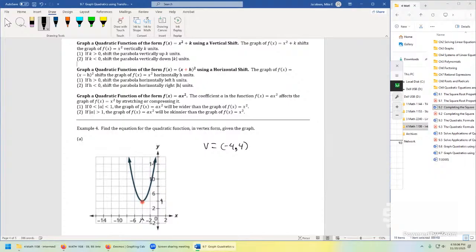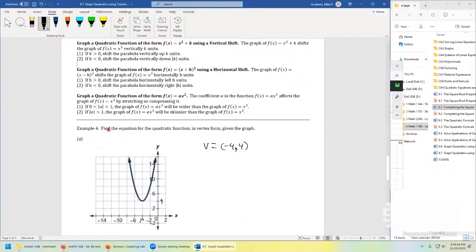-4, +4. And if I move over to -3, looks like it moves up to 1, a value of 5. That means A is probably 1 on this one. But sometimes our eyes can be kind of deceiving on this, so we'll double check it. A is definitely going to be positive because it's opening upwards.